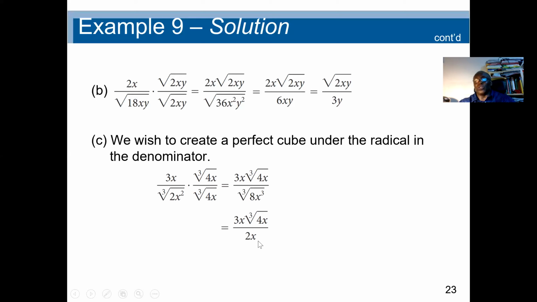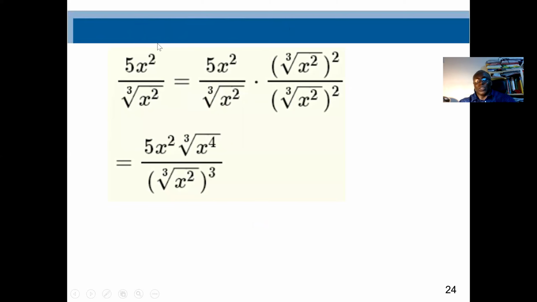The goal is again to take the radical sign from the denominator. Here x will cancel x, and 2 we can cancel, but 3 cannot, so we leave the 3 and the cube root of 4x. So this is another example.